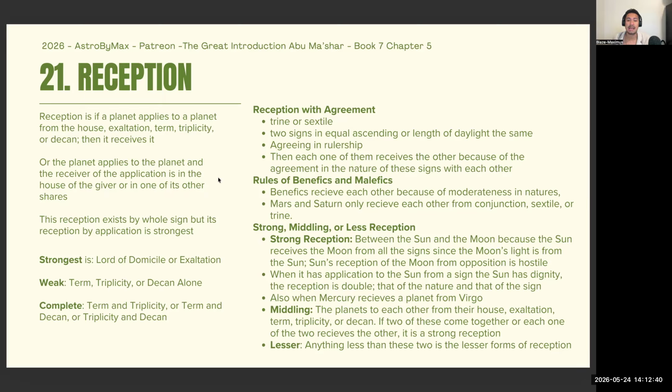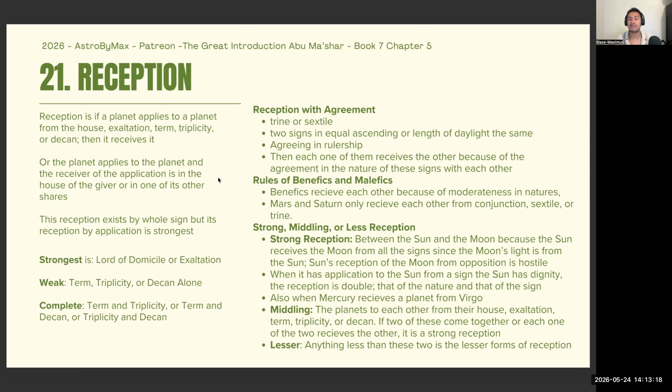And the rules for benefics and malefics here: benefics receive each other because of moderateness in their natures. And Mars and Saturn only receive each other from the conjunction, from the sextile, or from the trine. And then for the three tiers of reception, there's strong reception, which occurs between the sun and the moon, because the sun receives the moon from all the signs, since the moon's light is from the sun. And the sun's reception of the moon from opposition is actually hostile here. When it has application to the sun from a sign the sun has dignity, the reception is doubled.